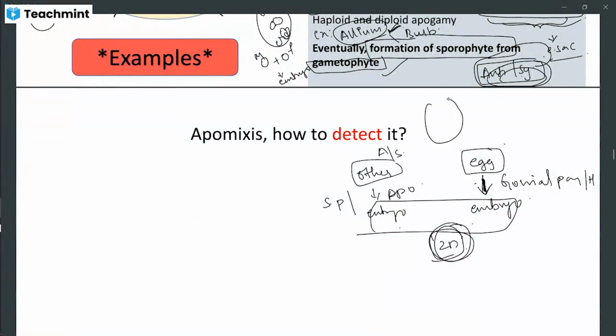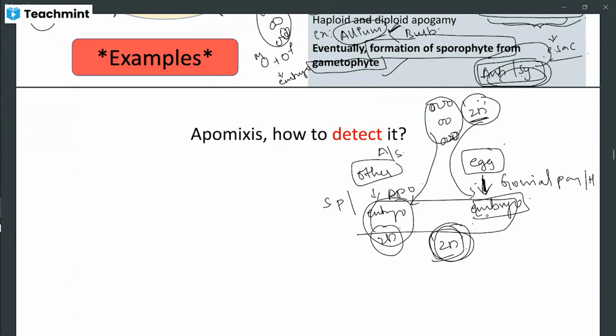If the embryo sac that is formed is in unreduced form, all the cells will be in the diploid form. So this diploid egg cell will ultimately give rise to the diploid embryo, and these diploid antipodals or synergids ultimately give rise to a diploid embryo in both the conditions.